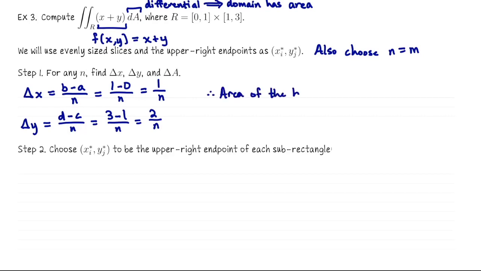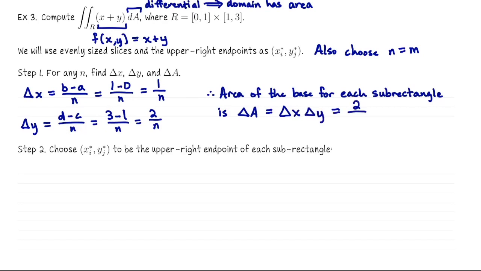So the area of the base for each subrectangle is delta A, which is the product of delta x and delta y. So for this problem, that's going to be 2 over n squared. Per our simplification on the previous slide, that's a term that we're actually going to be able to put out front in front of the double sum when we move on to step 3. In step 2, we're instructed to choose the point for each subrectangle to be the upper right endpoint.